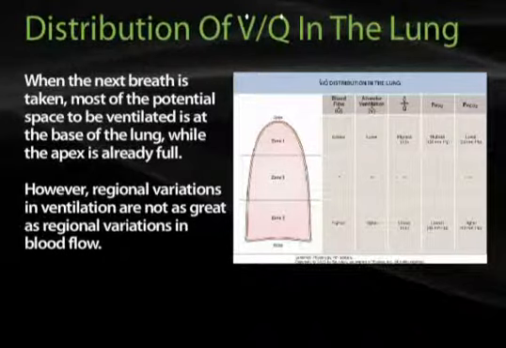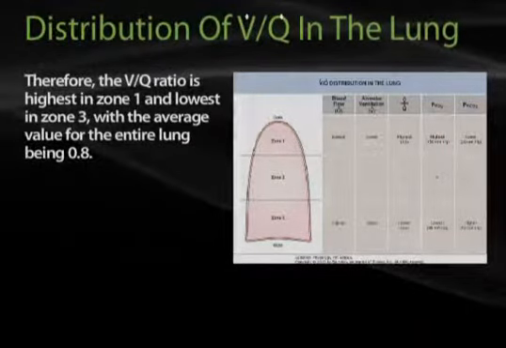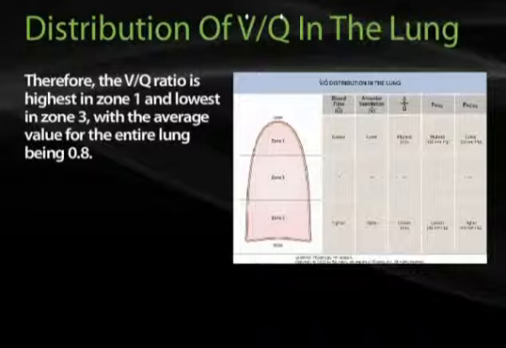When the next breath is taken, most of the potential space where we can add air is at the base, where the apex is relatively full. But remember, regional variation in ventilation is not as great as regional variation in blood flow. So our VQ ratios are highest in zone 1, lowest in zone 3. They average for the whole lung around 0.8.